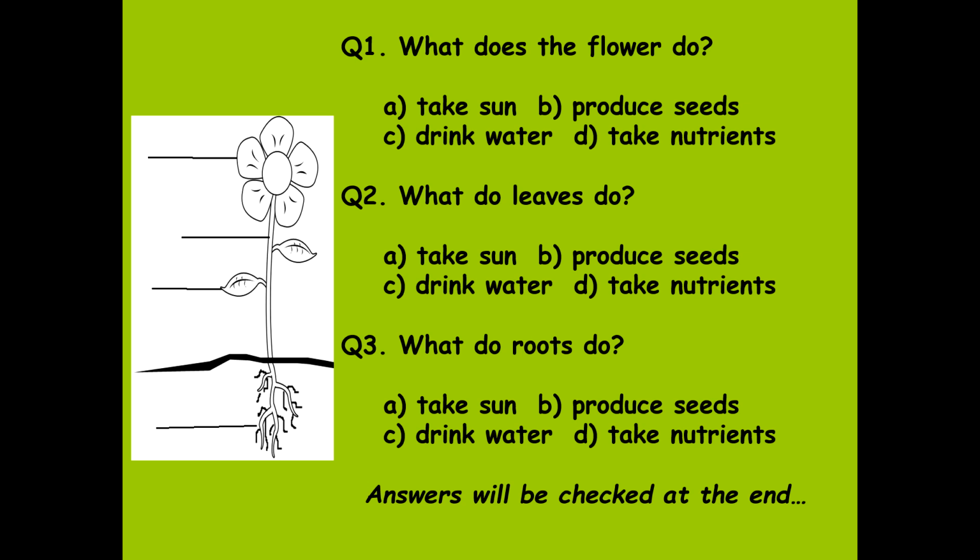Question 1. What does the flower do? Does it A, take the sun, B, produce seeds, C, drink water, or D, take nutrients? Write down your answer on a piece of paper. Question 2. What do leaves do? Do they A, take the sun, B, produce seeds, C, drink water, or D, take nutrients? Again, write your answer on a piece of paper.